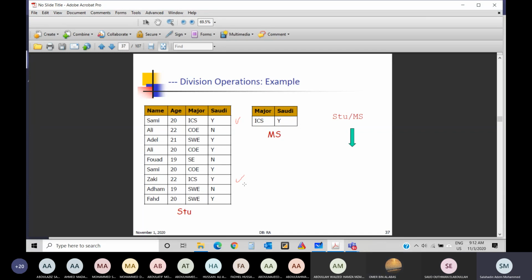Isn't it? Yes. Who is the guy who is Saudi and his major is ICS? So the major is ICS and Saudi, yes. No matter, he's not Saudi. So ICS major and Saudi: Sami is an ICS major and Saudi. Also, ICS major and Saudi is Zaki. So we have two of them. So this is your output. Any question?